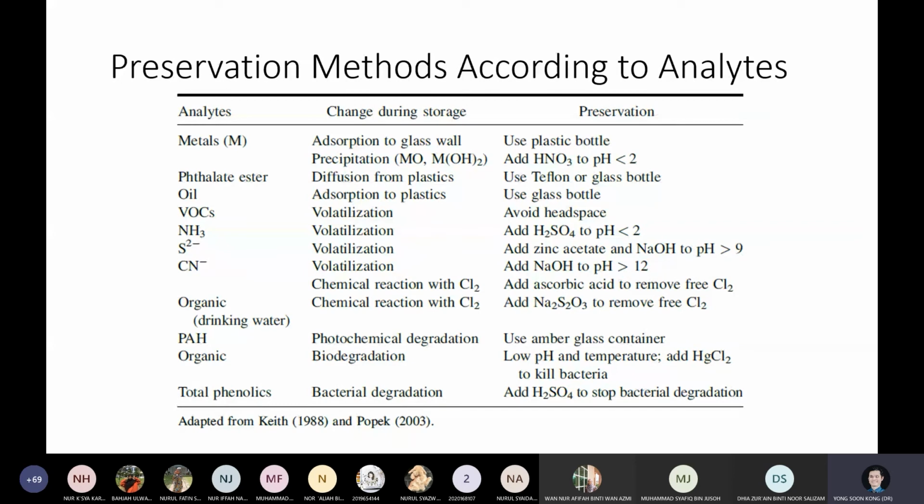Whereas if you want to analyze low concentration organic compounds, there is a risk that the organic compound might stick to the wall of the plastic bottle. That is always the case. Even if you use a glass bottle, the organic compound will still stick to the wall. So what do you do? You use a Teflon lining, preferably Teflon vials. There are vials or containers that have Teflon lining inside. Do you know what Teflon is, first of all?